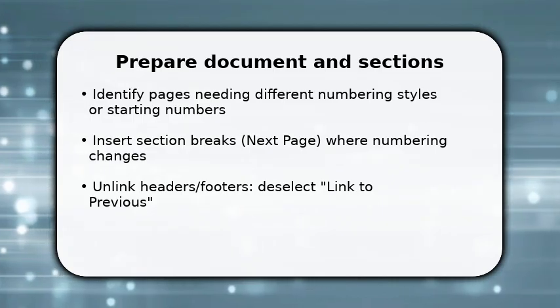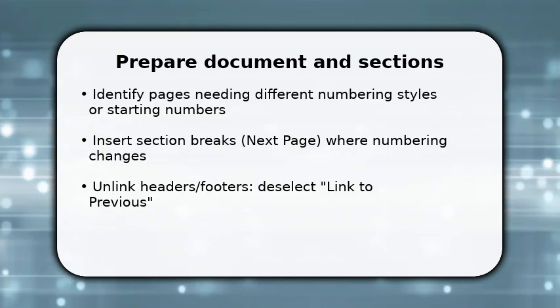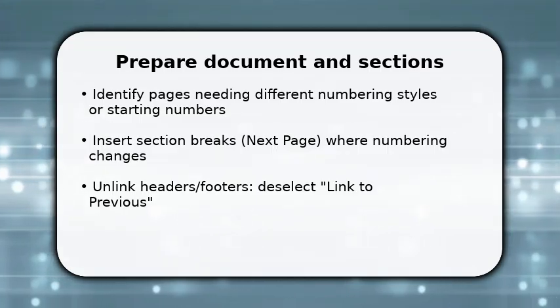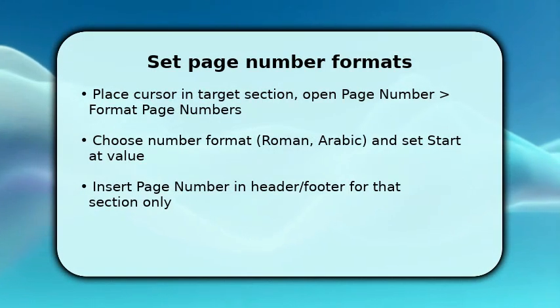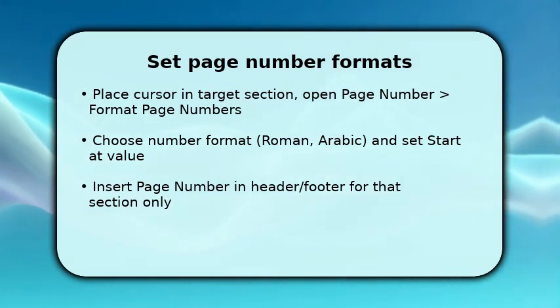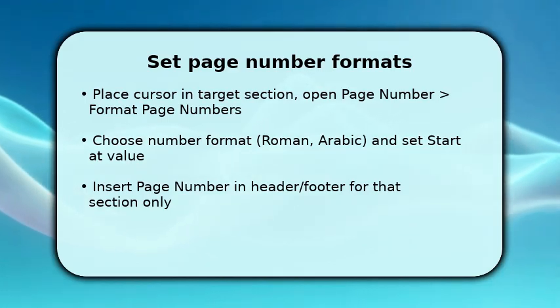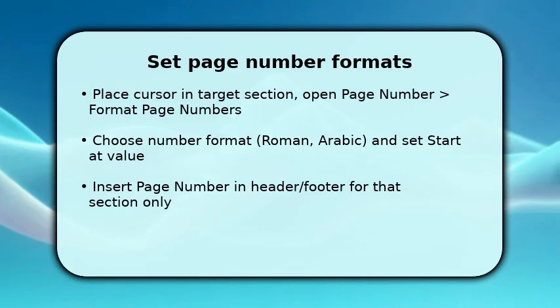That prevents accidental loss. Now you have the sections and isolated headers ready for per section numbering commands. You now place the cursor in the section where numbering must change and open page number, then format page numbers. Choose Roman or Arabic as needed because format affects appearance and continuity. Next, set start at to the specific number you want.